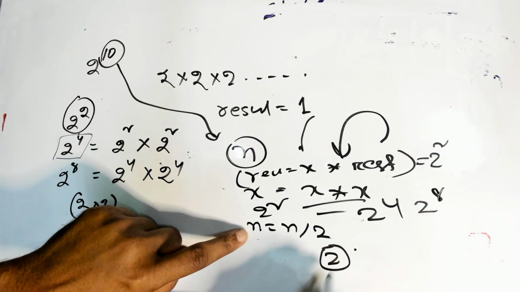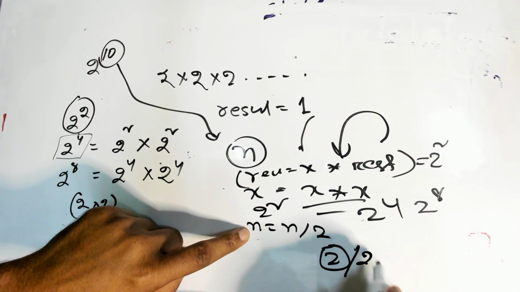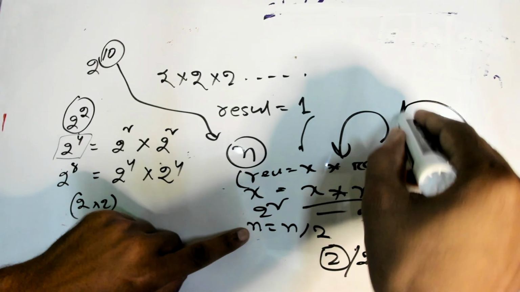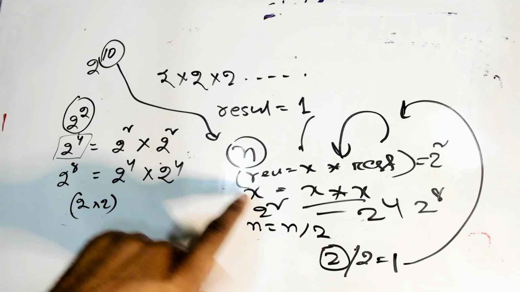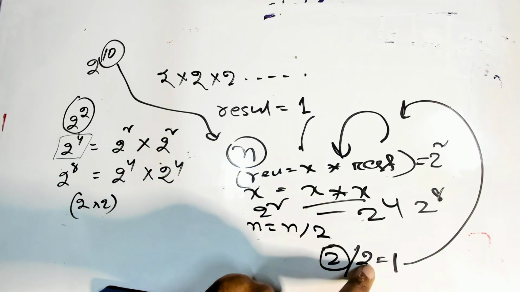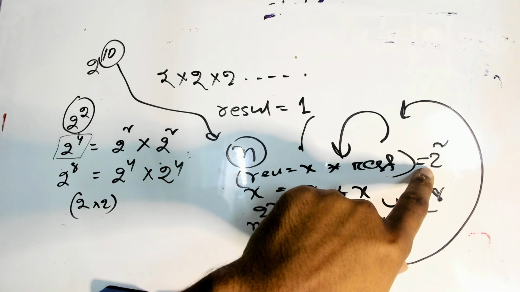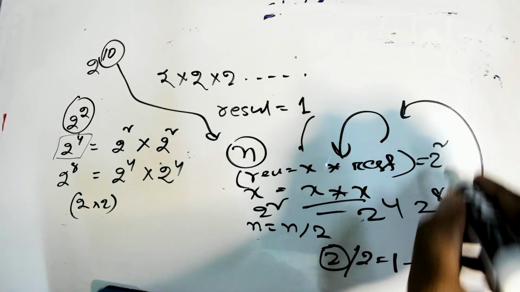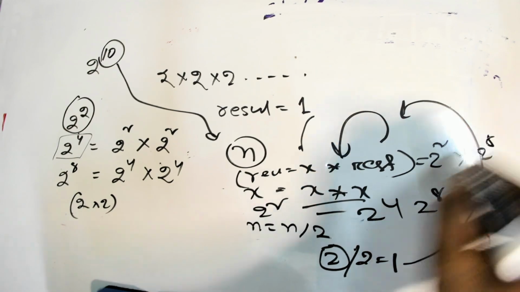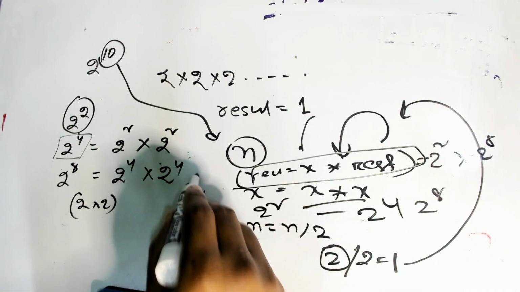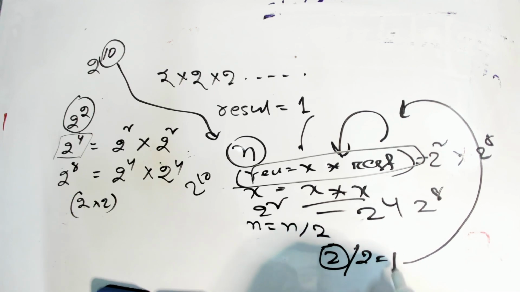Now again it will become 2 by 2, that is 1. Again we're going to give it. So what's going to happen here? Result, now this is odd, so previously we have result 2 to the power square. 2 to the power square into 2 to the power 8. So result already becomes 2 to the power 10, and that's it.